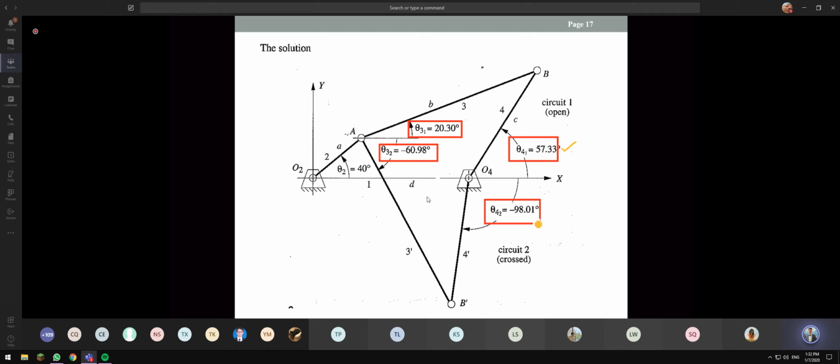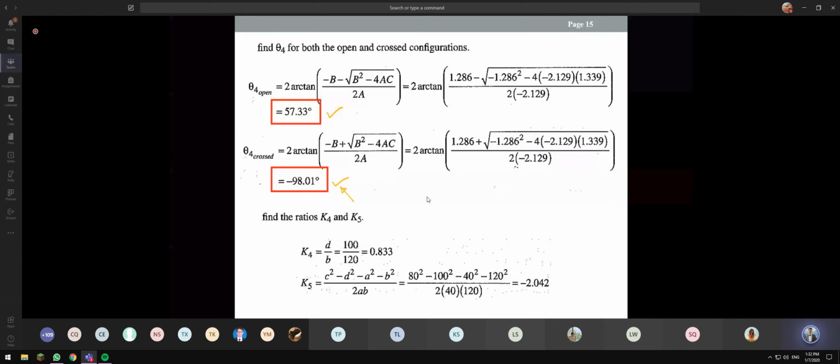When you calculate the second angle, you get negative. It means that we are measuring from X also, but in the clockwise direction. That's why you have the negative here. Okay? The positive is measured counterclockwise. The negative is measured clockwise. So we get 98.01, which is at this position, the theta 4.